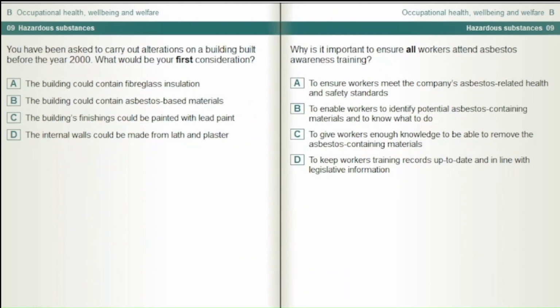You have been asked to carry out alterations on a building built before the year 2000. What would be your first consideration? The building could contain fiberglass insulation. The building could contain asbestos-based materials. The building's finishings could be painted with lead paint. The internal walls could be made from lath and plaster.